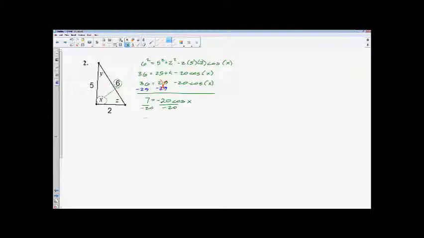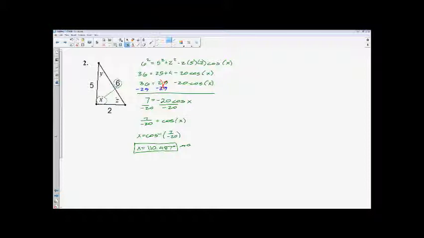Get 7 over negative 20 equals the cosine of x. When you're solving for an angle, if you want to separate the x from cosine, you have to do the inverse trig function. In this case, it's inverse cosine of 7 over negative 20, and we will throw that in the calculator. All right, so I threw that in the calculator. I got 110.487. All right, so I got 110.